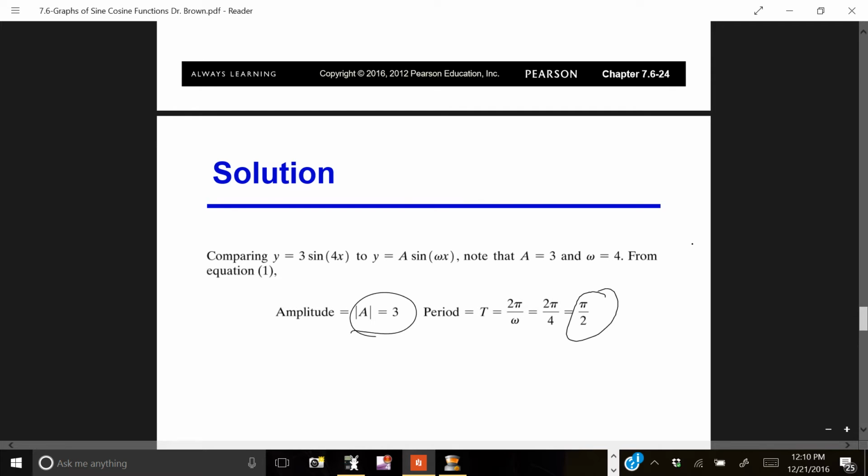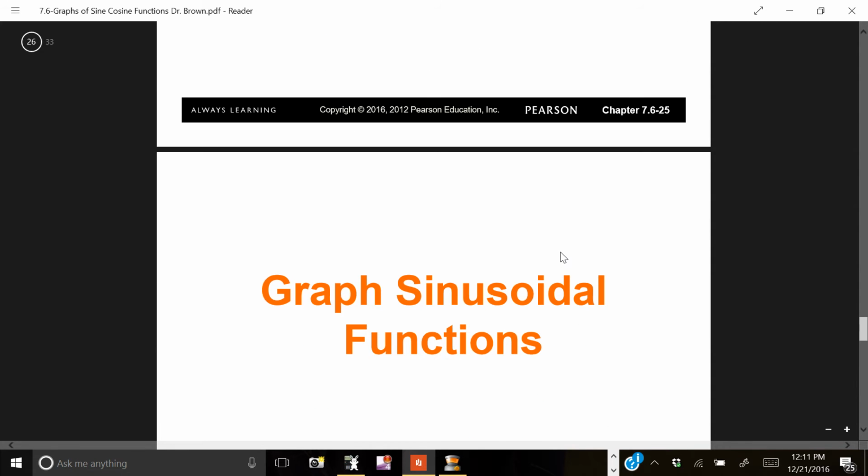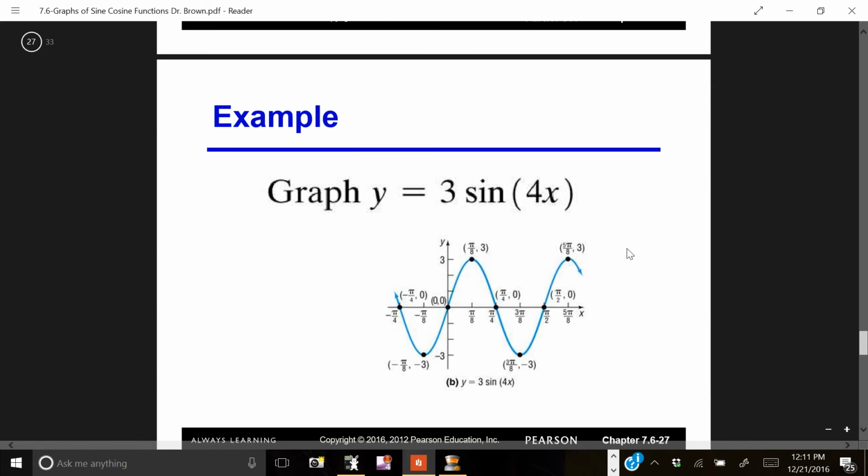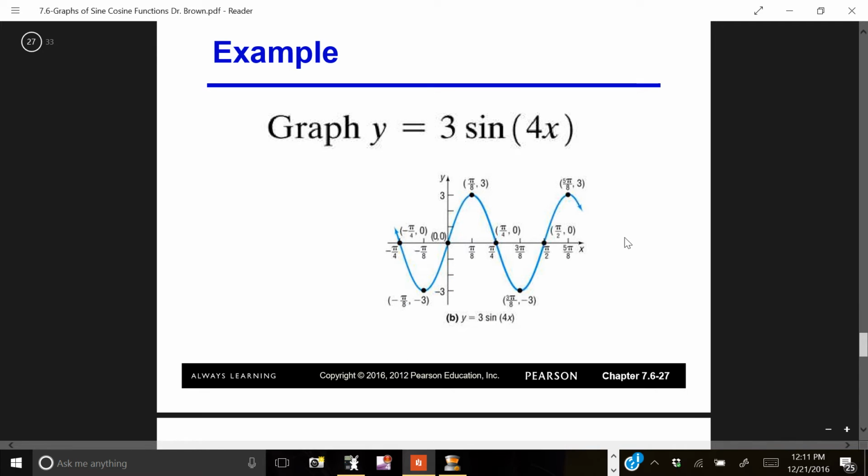This just shows the answers we just put on the previous slide. Now we want to continue to be able to graph sinusoidal functions. Here we have an amplitude equal to 3. We have a period of 2 pi over omega with omega equal 4. So the period is going to be pi over 2.